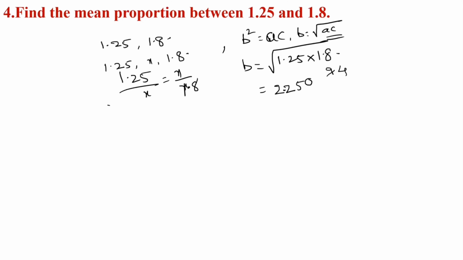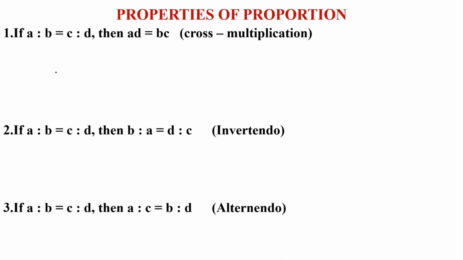2.25. Square root of 2.25 means 1.5 is the answer. If A is to B is equal to C is to D, then AD is equal to BC. Means if A by B is equal to C by D, we can write it as AD is equal to BC.